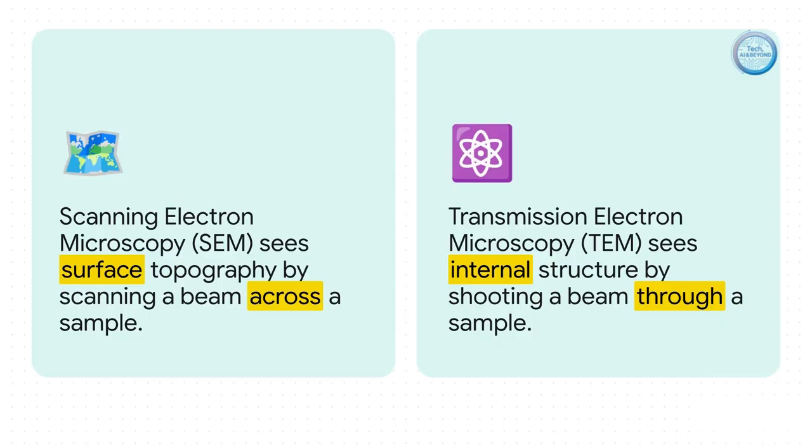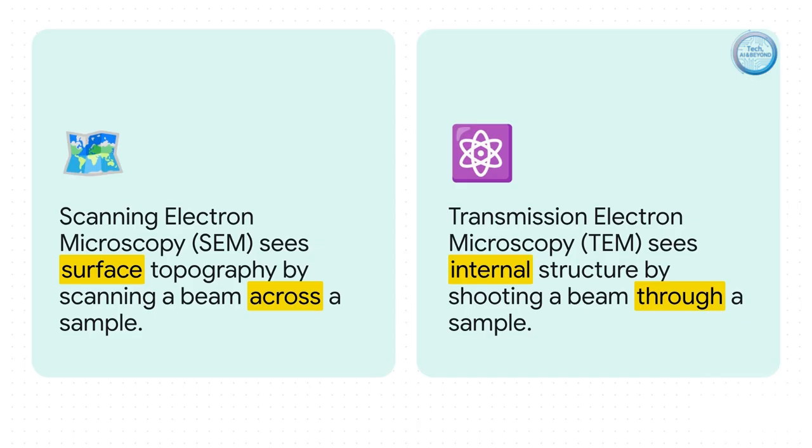The right side of the slide points us to TEM. How do we look inside a nanoparticle? That's the perfect question. And it leads us to an even more powerful and much more complex technique, the Transmission Electron Microscope, or TEM. As the slide shows, everything about it is different. Instead of scanning across the surface, a TEM shoots a beam of electrons that passes all the way through an incredibly thin sample. And that's the key.